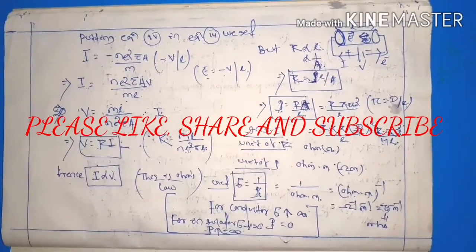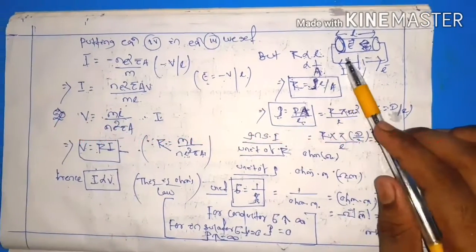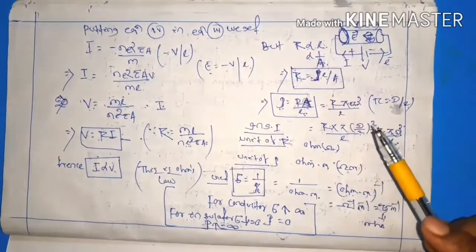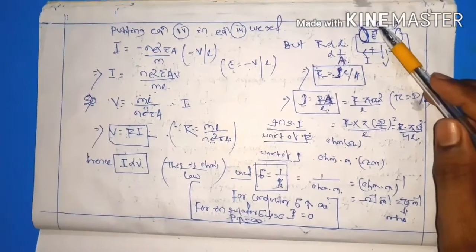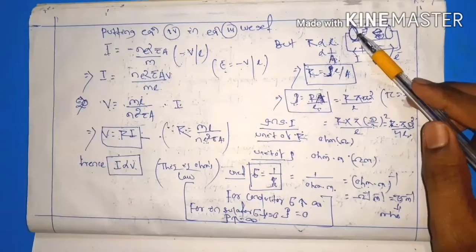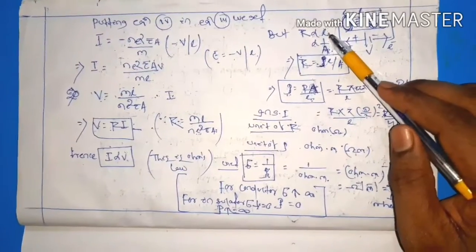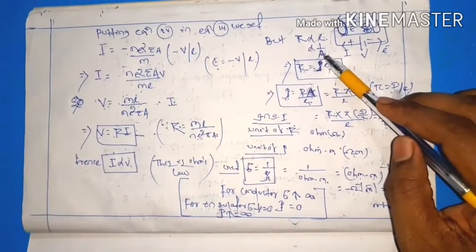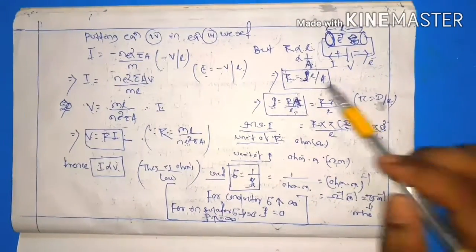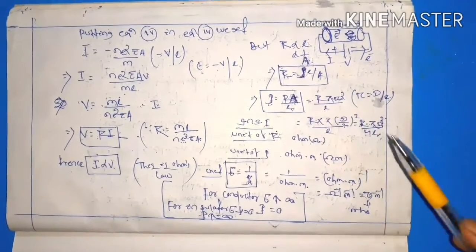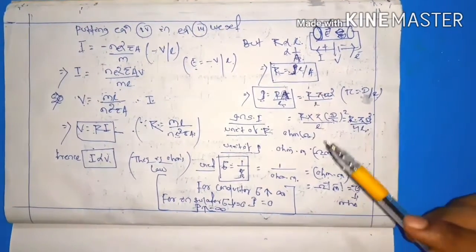Now let us find the relation between resistivity and conductivity. In the previous chapter we already discussed the factors affecting resistance. Consider a cylindrical conductor of length L and cross-sectional area A. Resistance varies directly with the length of the conductor and inversely with the area of cross-section of the conductor. Combining these two, we get R is equal to rho L by A, where rho is the proportionality constant, known as the resistivity of the material.